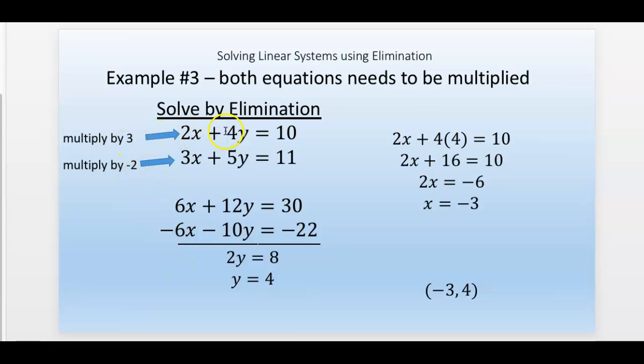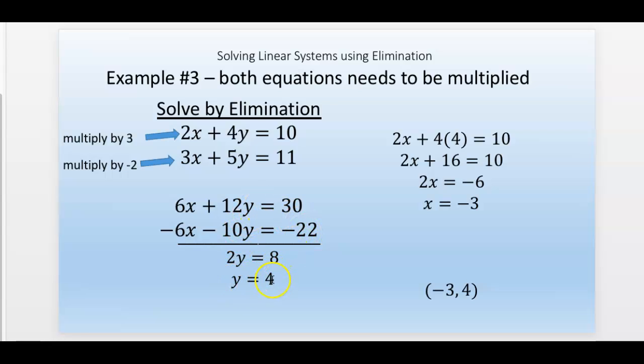All right, again, 3 times 4 is 12y. Negative 2 times 5 is negative 10y. So when I add those two up, I get 2y. Then we solve for this, I get y equals 4.